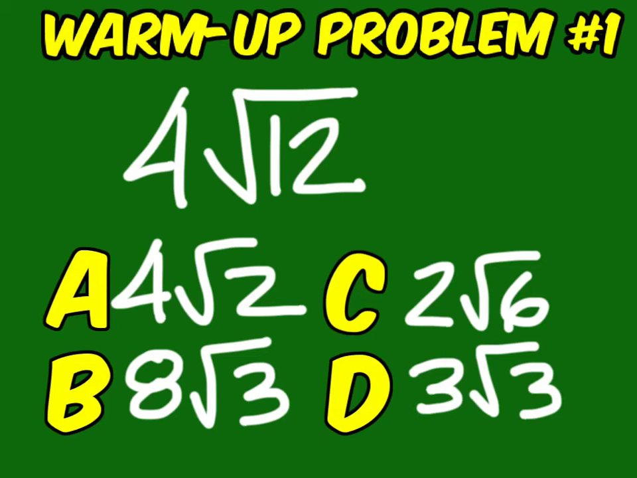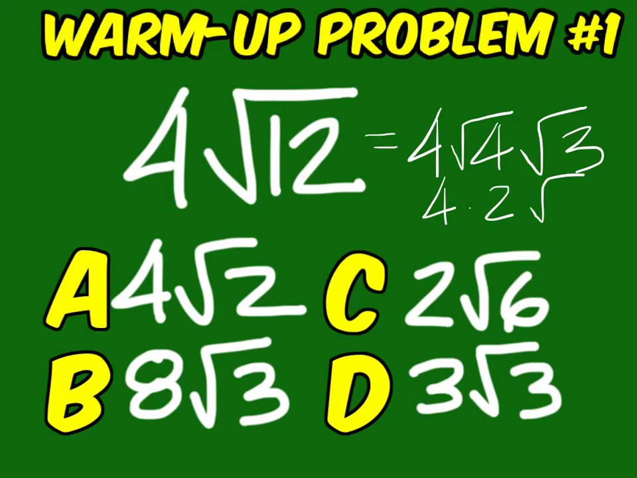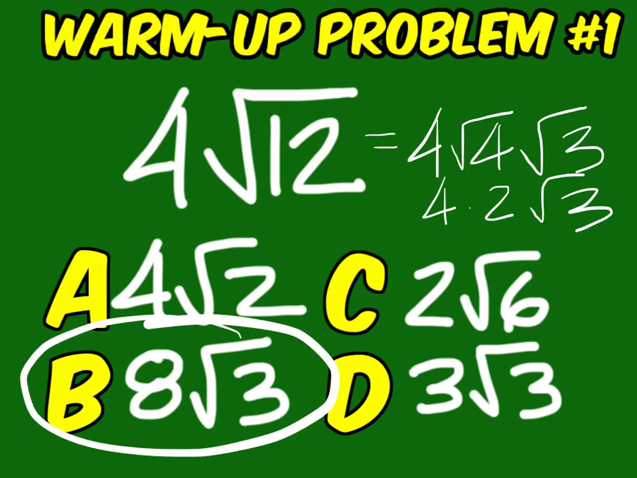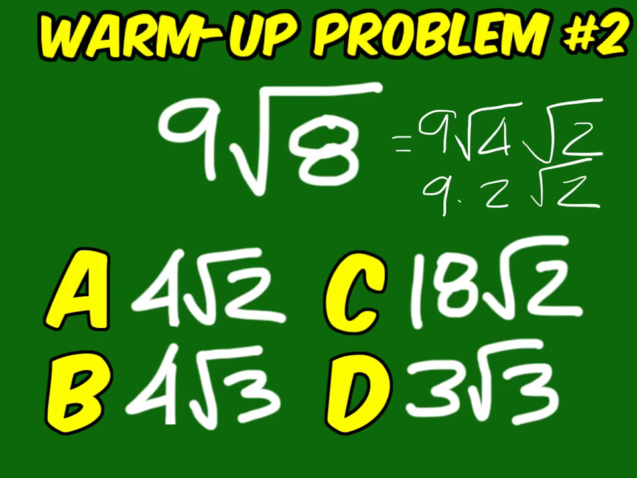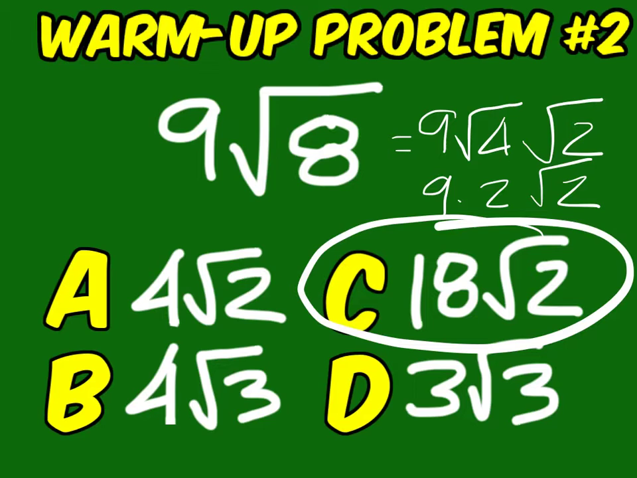On this problem, it's going to break up as the square root of 4 and the square root of 3. So that's 4 times 2 square root of 3, which is b. This one breaks up as square root of 4 square root of 2, which is 9 times 2. That would be 18 square root of 2.